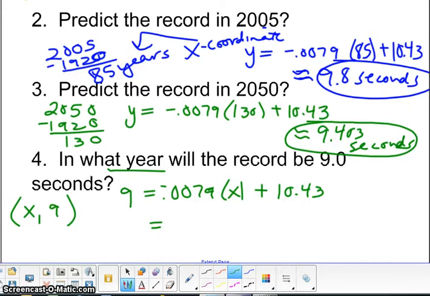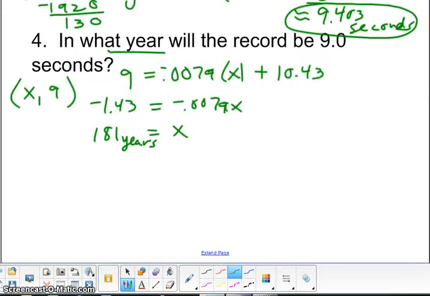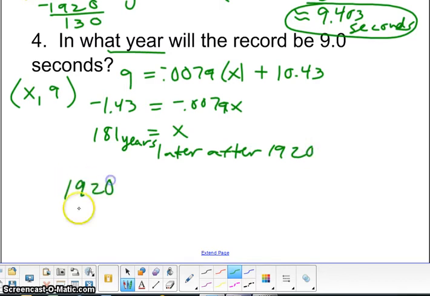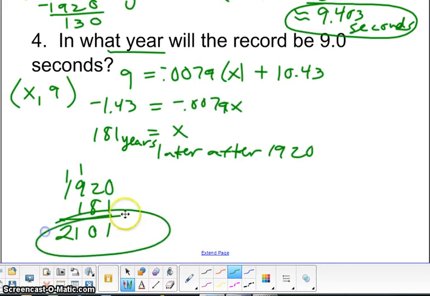Push pause. So if you got it correct, it would be 181 years, and what that represents is years later after 1920. So when you take 1920 and add 181 years, you get in 2101. That is the year that it would get down to 9 seconds.